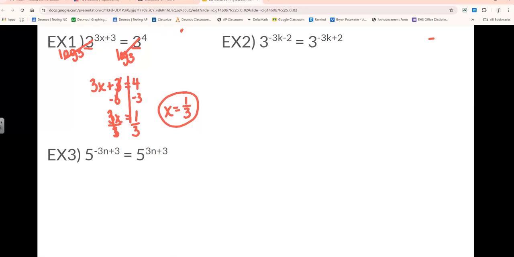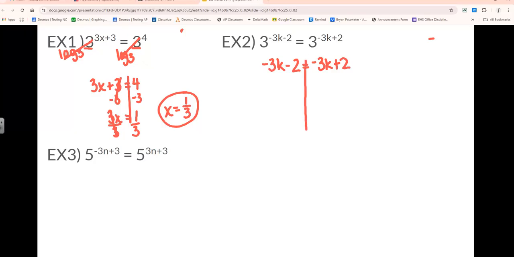I've got the bases are the same. So if the bases are the same, I'm going to log base 3 both sides. I'm just going to be left with the exponent. 3k minus 2 is going to equal negative 3k plus 2. Now, I've got k's on both sides this time.